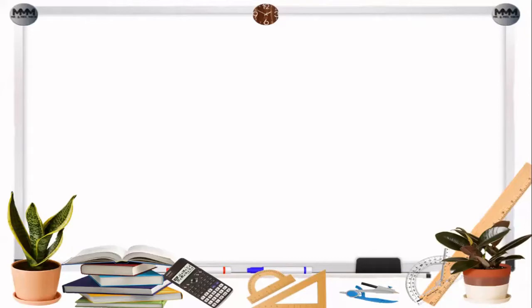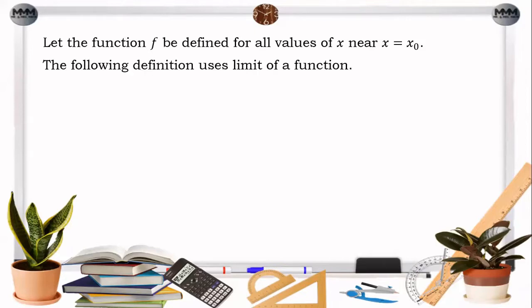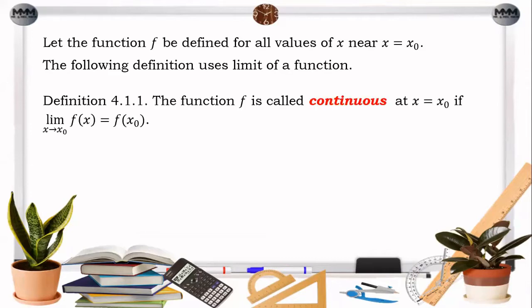Now, let the function f be defined for all values of x near x equals x sub 0. The following definition uses the limit of a function. So the function f is called continuous at x equals x sub 0 if the limit of f of x as x approaches x sub 0 is equal to f of x sub 0.